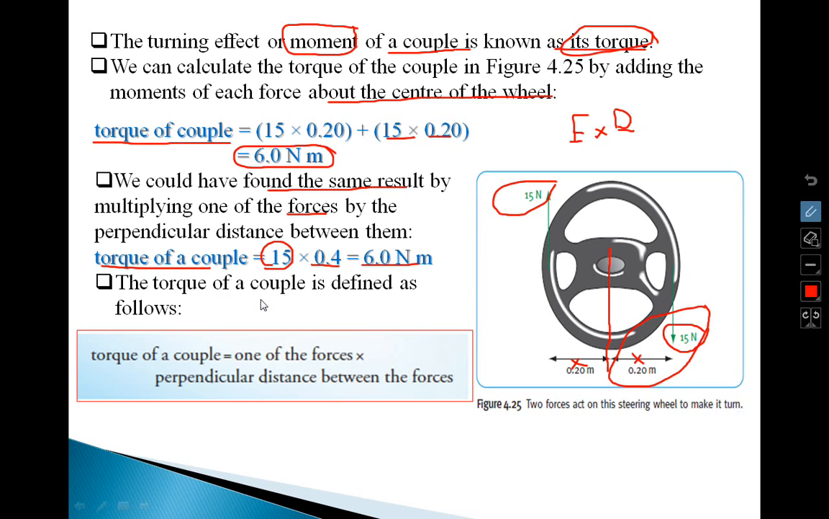So the torque of a couple is defined as follows. The torque of a couple is equal to one of the forces times the perpendicular distance between the forces, as we have done in this example here. So, one of the forces times the perpendicular distance between the two forces.